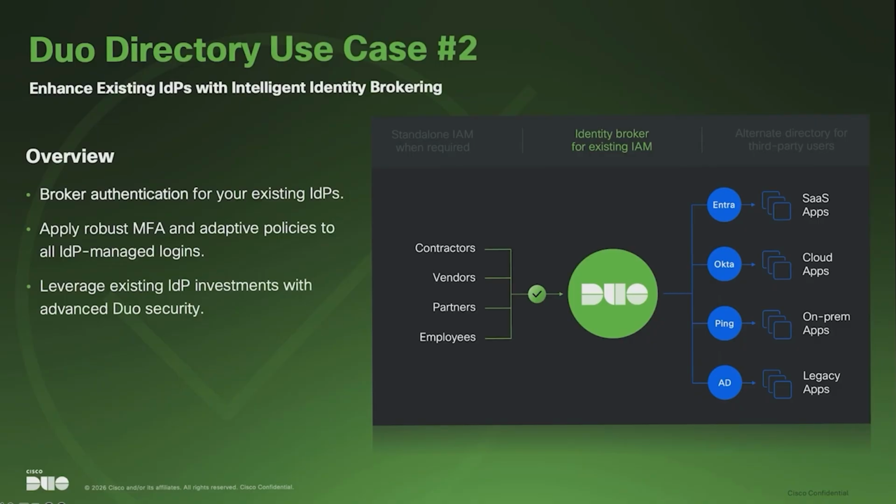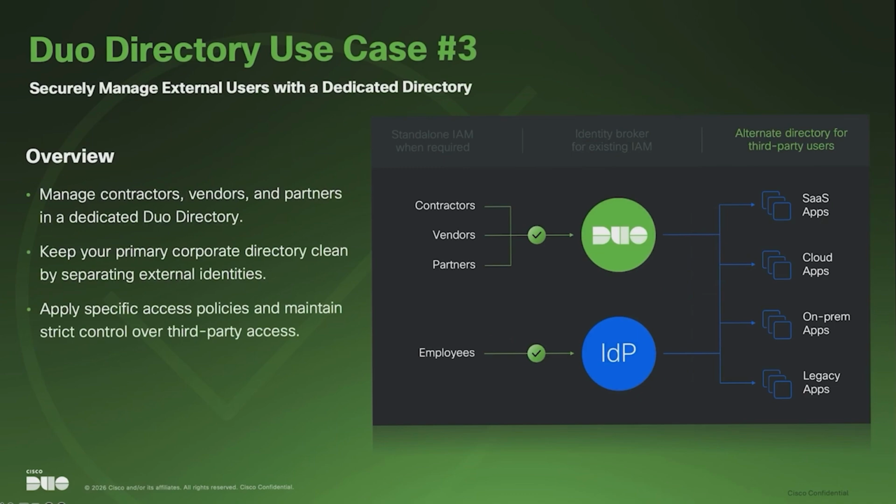And finally, we'll examine how Duo Directory simplifies managing access for external users without cluttering your main directory. Many organizations need to provide access to contractors, vendors, or partners who shouldn't or who don't need to be in your primary corporate directory. Duo Directory offers a perfect solution for this by allowing you to create and manage these third-party users directly within Duo, separate from your main identity store.